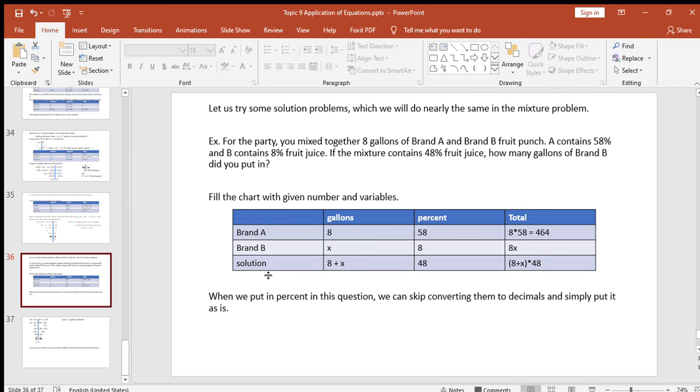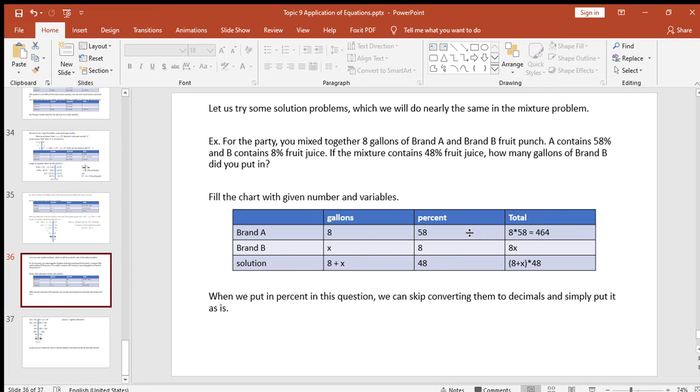Again, draw the chart. We have gallons, percent, and total. We have brand A, brand B, and the solution. Gallons is 8. Since we don't know brand B, it's going to be x. So the solution is 8 plus x. Here's a good thing about solutions: when we're dealing with percent, you don't need to change it to decimals. You can simply put 48, you can simply put 58, you can put 8. No need for decimals.